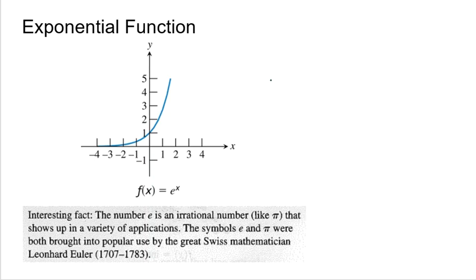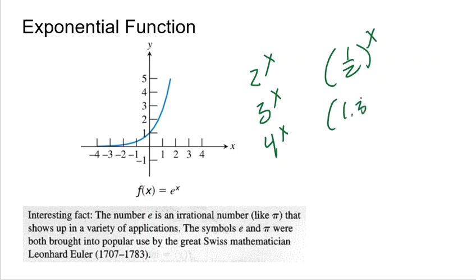But it doesn't have to be e. That's just the one I chose for this picture. You could do 2 to the x, 3 to the x, 4 to the x. I mean, any positive base, even 1/2 to the x could be used, or 1.3 to the x. The point is that the exponent is the x. And these create some exponential growth. Or if your base is between 0 and 1, it's actually a decay.